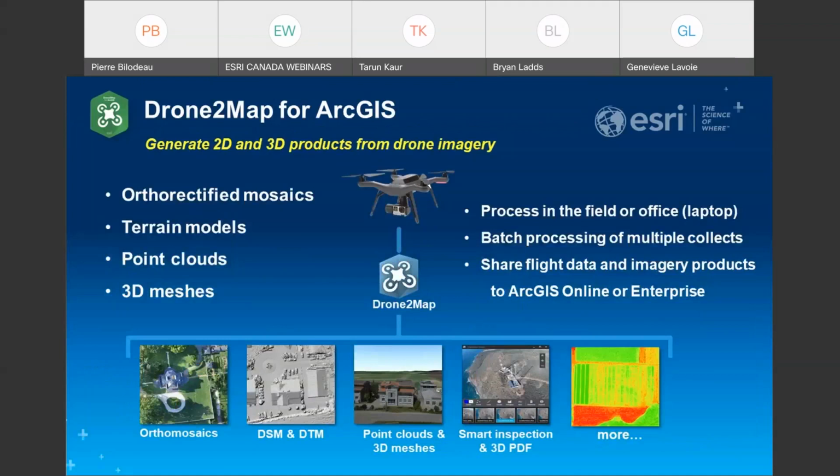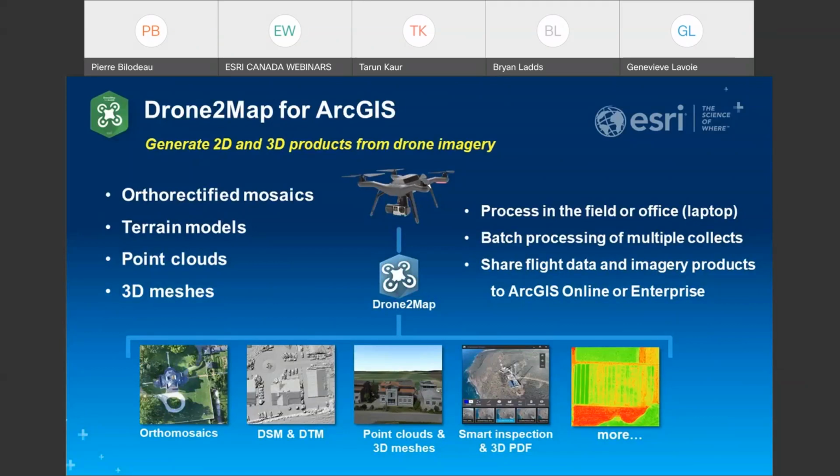So with the application, you can generate 2D and 3D products, orthomosaics, terrain models, point clouds, 3D meshes. Shown at the bottom, you have smart inspection reports and 3D PDFs, as well as vegetation indices. This requires multispectral imagery with near and red edge bands. You can generate these products in the office or in the field, so you can check out a license to be in a disconnected environment.